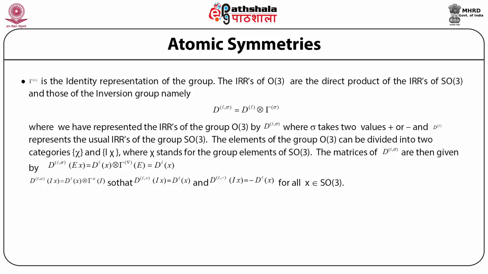The elements of the group O3 can be divided into two categories, chi and I chi, where chi stands for the group elements of SO3. The matrices of DL sigma are obtained as a direct product of DL and gamma sigma. DL sigma of X is equal to DL of X, and likewise DL sigma of IX is equal to DL of X times gamma sigma of I, so that DL plus of IX is equal to DL of X and DL minus of IX is equal to minus DL of X, for all X belonging to the group SO3.